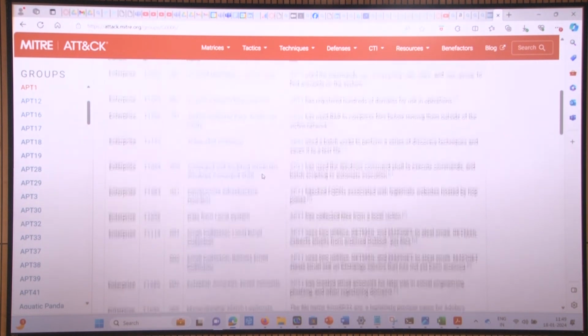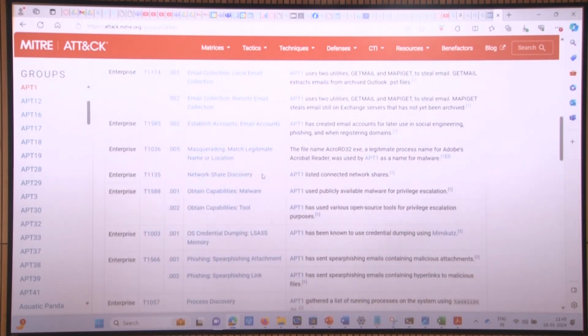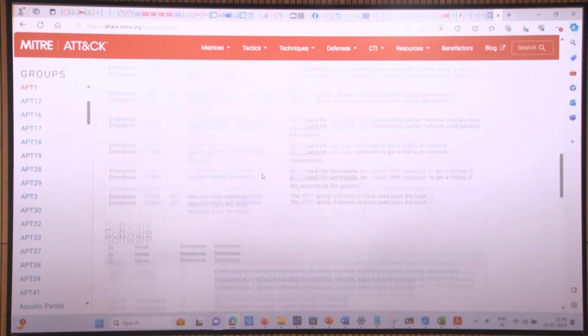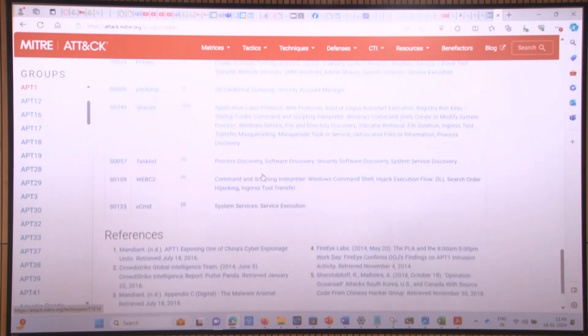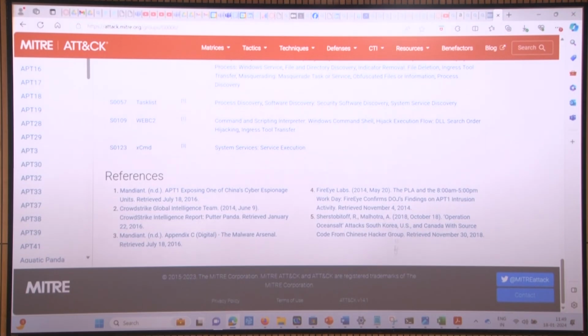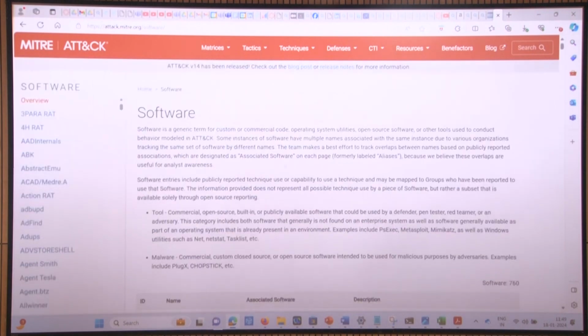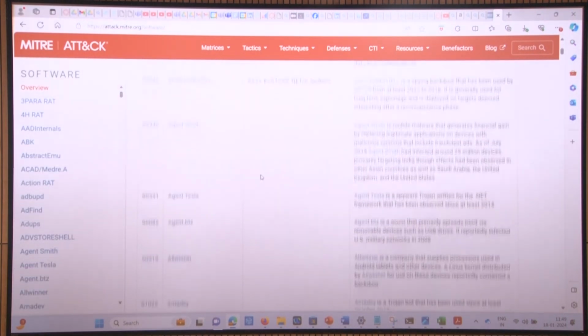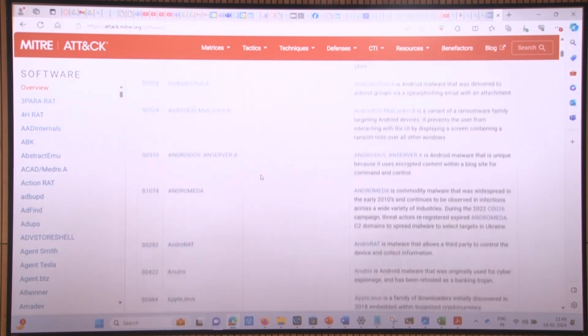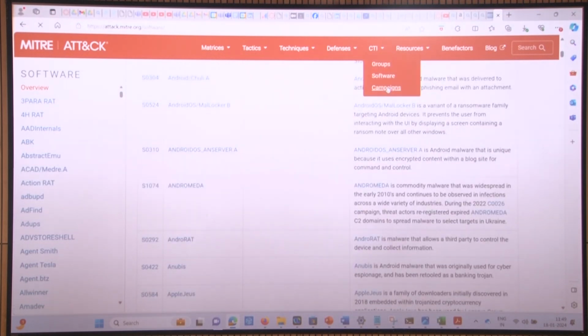Here you have all the techniques that have been seen to be used by this APT group, the kind of software they use for their attacks, and so on. And then there is some analysis and stories related to APT1. So this is where you find more information on APT groups. You can find out about different software used for attacks. And this list continues to grow as we know more.